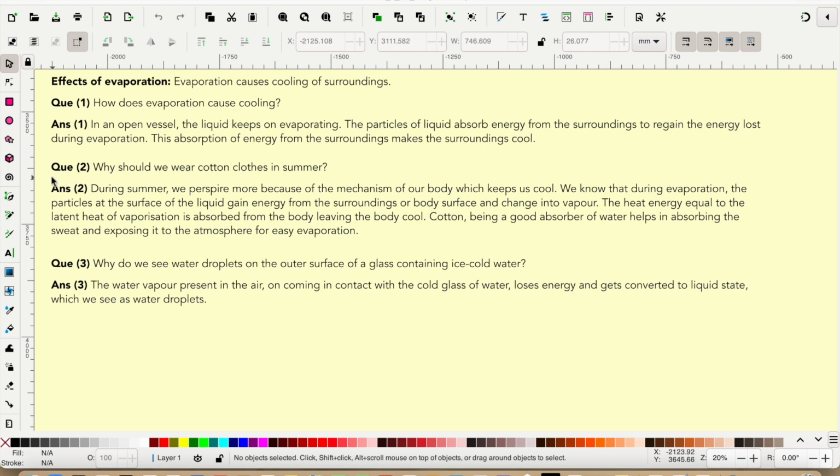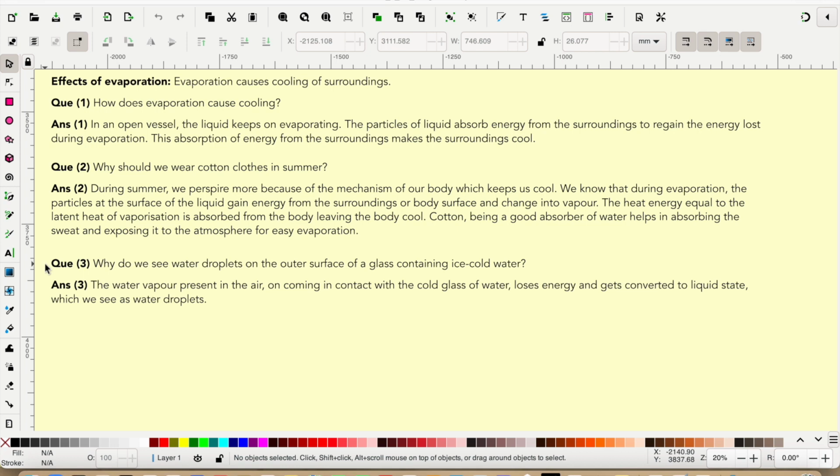Now let us see these two questions. Why should we wear cotton clothes in summer? The answer is, in summer we sweat more. Cotton is a good absorber of water. It absorbs sweat and exposes it to air to evaporate. As an effect of evaporation, our skin feels cool.